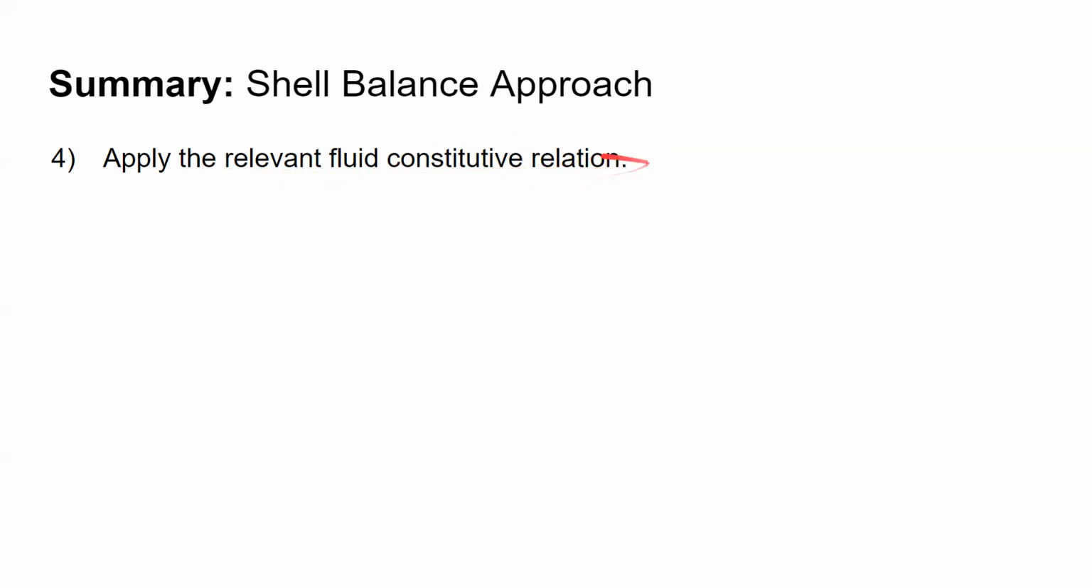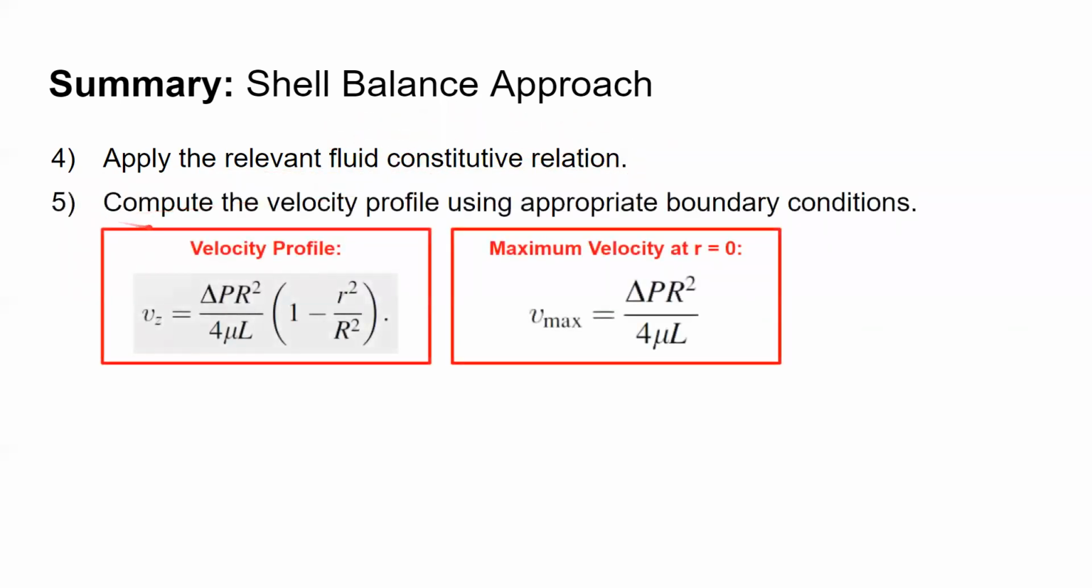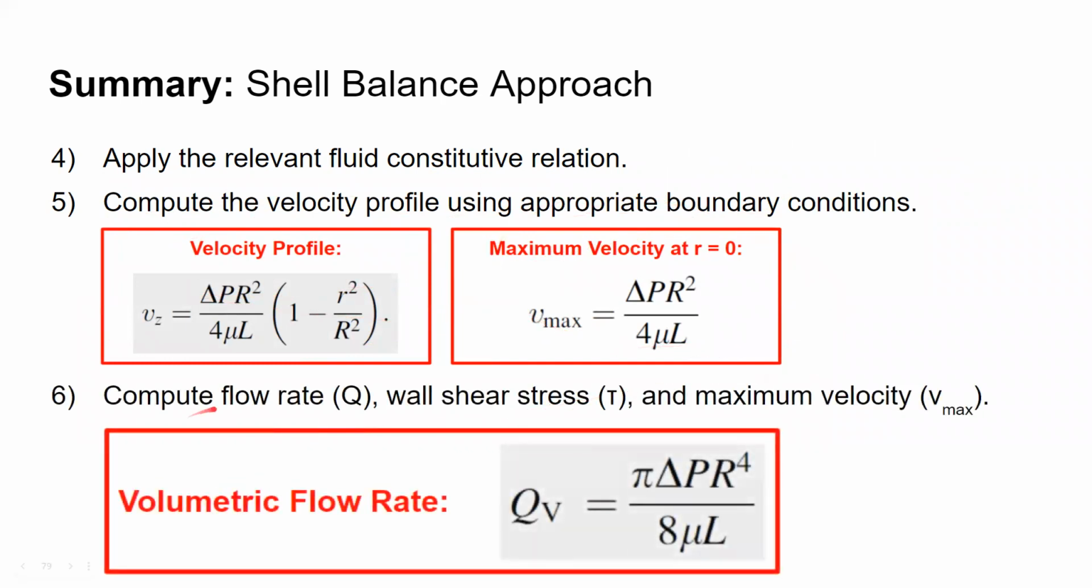The fluid was Newtonian, so we applied Newton's law of viscosity. Then we computed the velocity profile, and we used our boundary conditions to determine our velocity profile and maximum velocity. Lastly, we computed flow rate. We already computed shear stress and maximum velocity, and we determined the volumetric flow rate is as follows. So these are the steps for the shell balance approach.